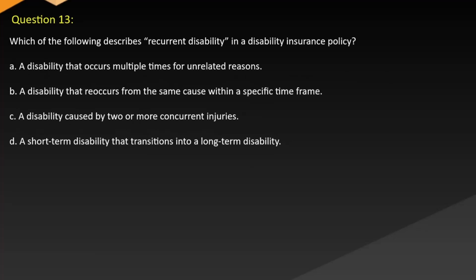Question 13. Which of the following describes recurrent disability in a disability insurance policy? A. A disability that occurs multiple times for unrelated reasons. B. A disability that recurs from the same cause within a specific time frame. C. A disability caused by 2 or more concurrent injuries. D. A short-term disability that transitions into a long-term disability.